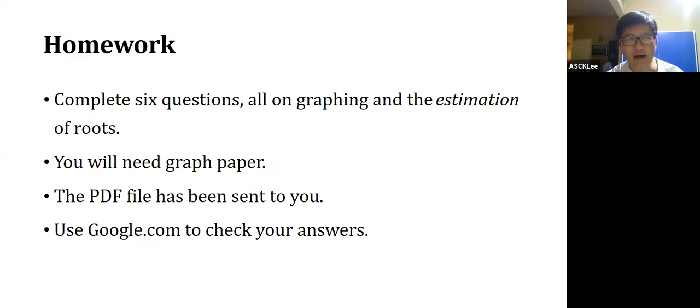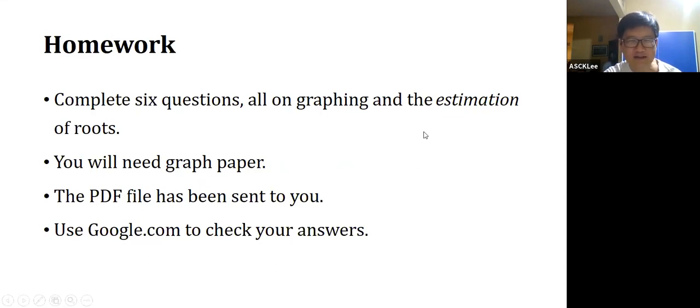So here I have sent you 2 files already. I've sent you 2 PDF files. The first one is very simple. The second one is optional, but the first one is critical. So complete your 6 questions, all on graphing, because today we've covered graphing only, and the estimation of roots. So you will need graph paper, and the PDF has probably been sent to you.